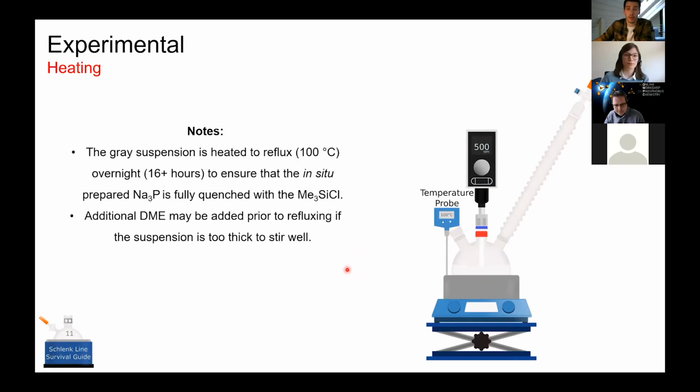Once all of the TMS chloride has been added, the suspension will turn from a dark black to a light grey suspension. And then to ensure that all of the sodium phosphide is reacted with the TMS chloride, we again heat the suspension to reflux overnight at 100 degrees. If it looks like it's slightly too thick and doesn't stir too well after you've added all of the TMS chloride, then you can add some additional DME to help make this more mobile.